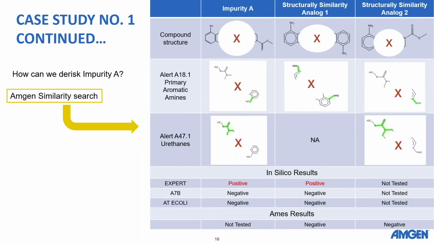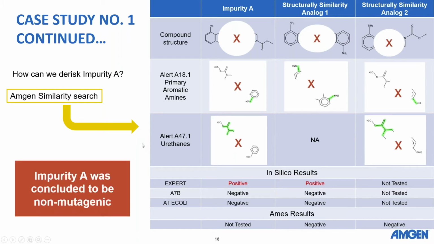So you can see the alerts of these 2 analogs were very similar to our test compound, with no additional alerts noted. So based on the structural similarity, structural alerts of analog 2, and the fact that analog 2 was negative in Ames, we were able to de-risk impurity A as non-mutagenic, again, based on the structural similarity to analog 2.